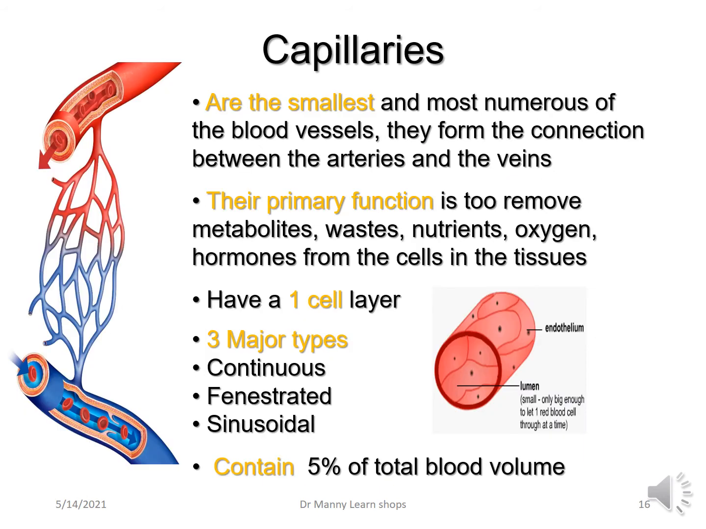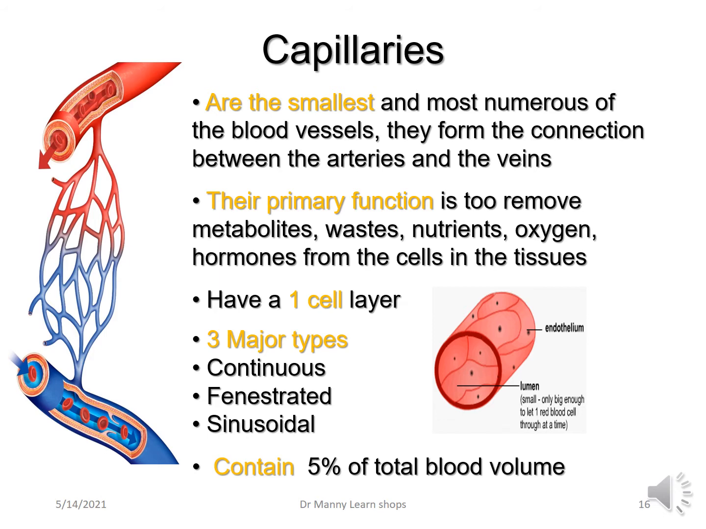Then you've got capillaries. Capillaries are the smallest and most numerous of all the blood vessels. They form the connection between the arteries and the veins. Their primary function is to remove metabolites and waste products, and provide nutrients, oxygen, and hormones from and to the cells of the tissues.